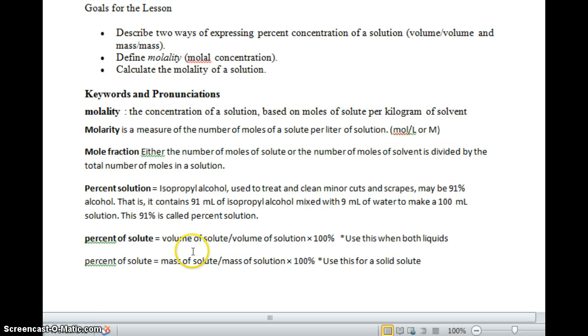So I added to our volume one that you use when they're both liquids. We can also do percent of solid as a mass over mass of solution, and we use that for a solid solute.